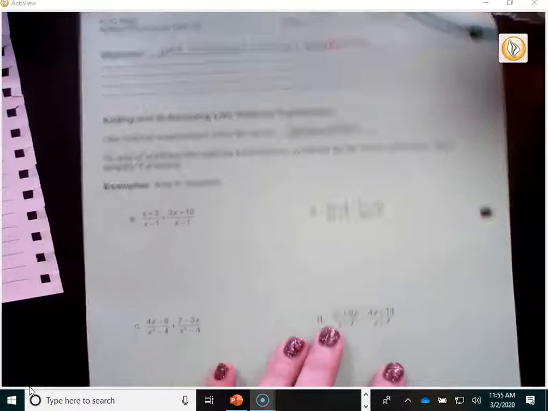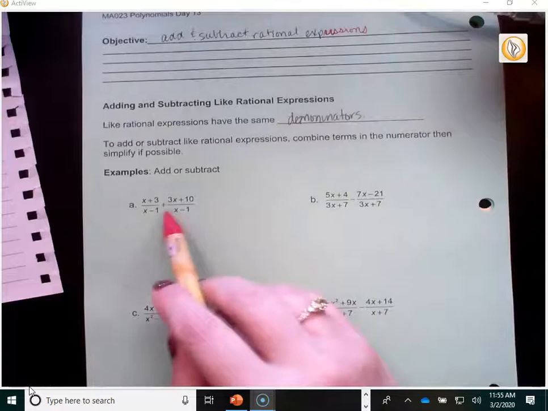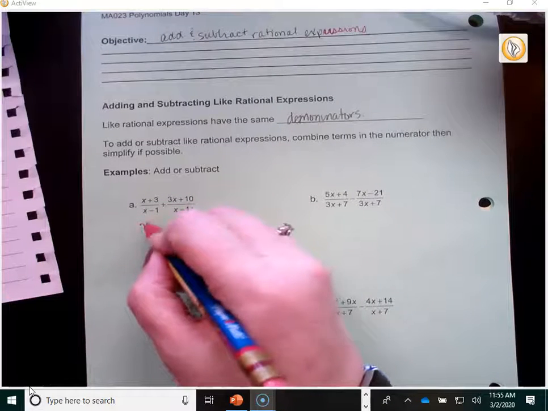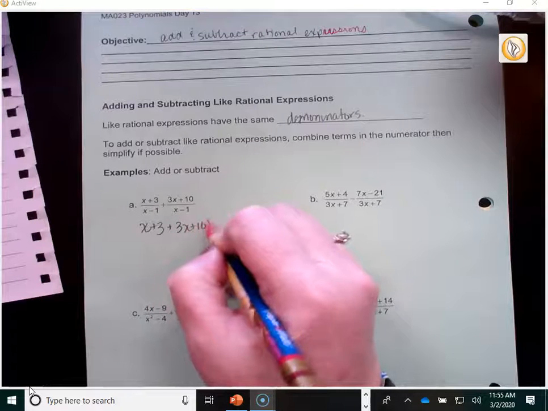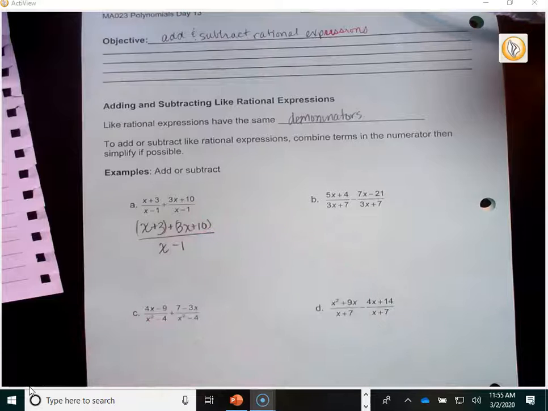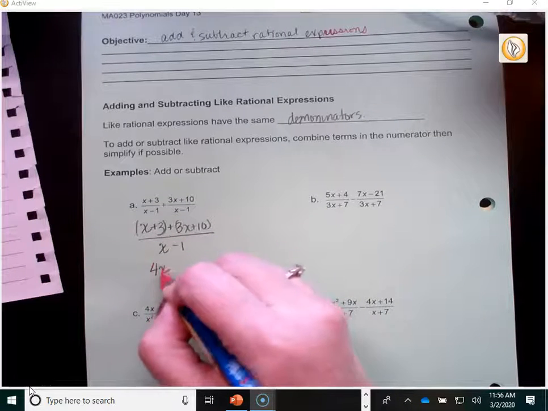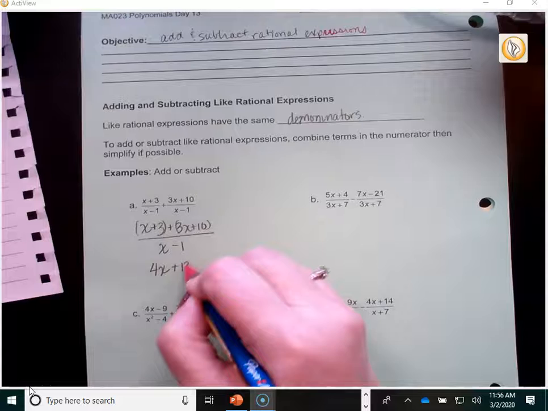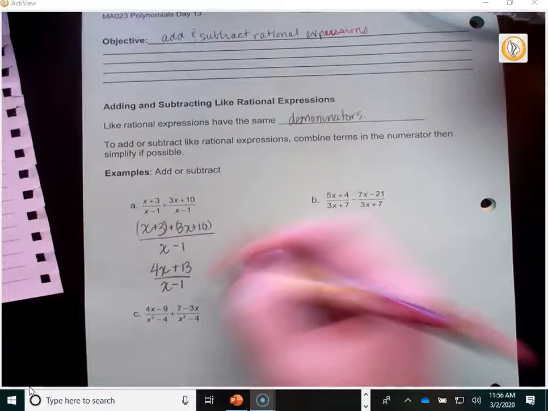Sometimes that might mean factoring. The first thing is when we're adding, so we can write this as one big fraction. We have x plus 3 plus 3x plus 10, and our denominator is the same, x minus 1. Anything being changed here? No, it's not a minus sign, it's a plus. So we have 3x plus x, which is 4x, and 3 plus 10, which is 13. That gives us 4x plus 13 divided by x minus 1.